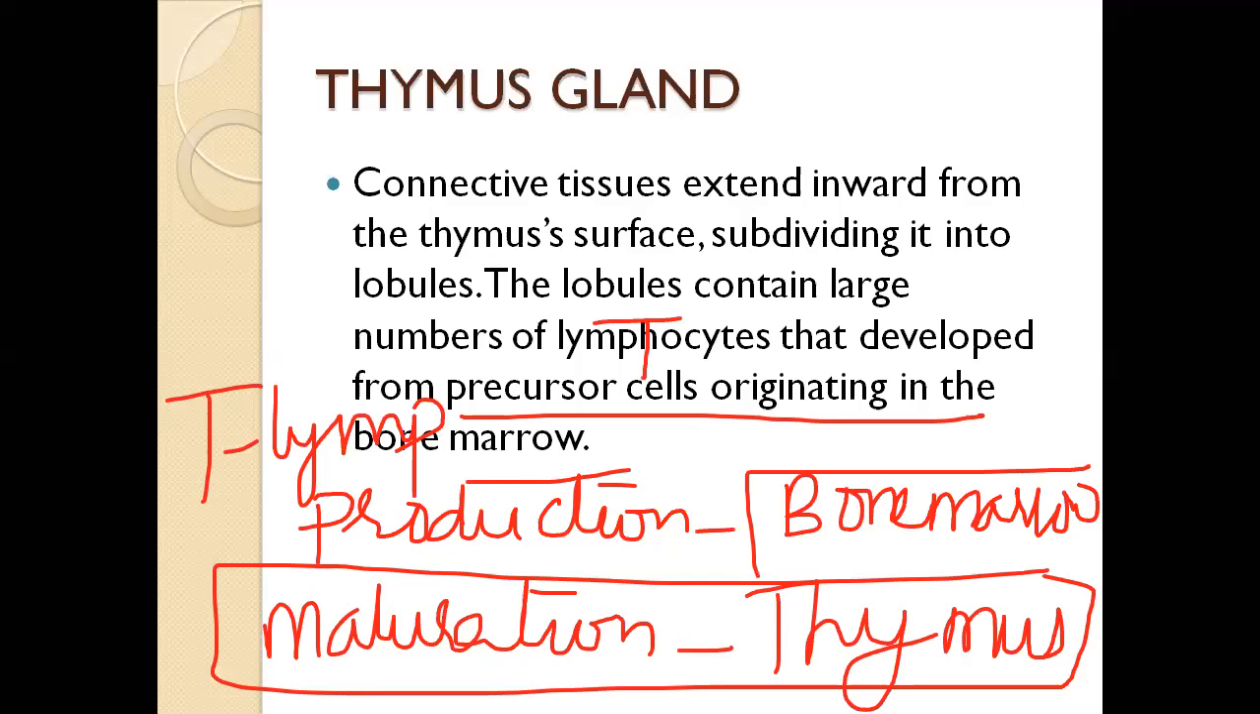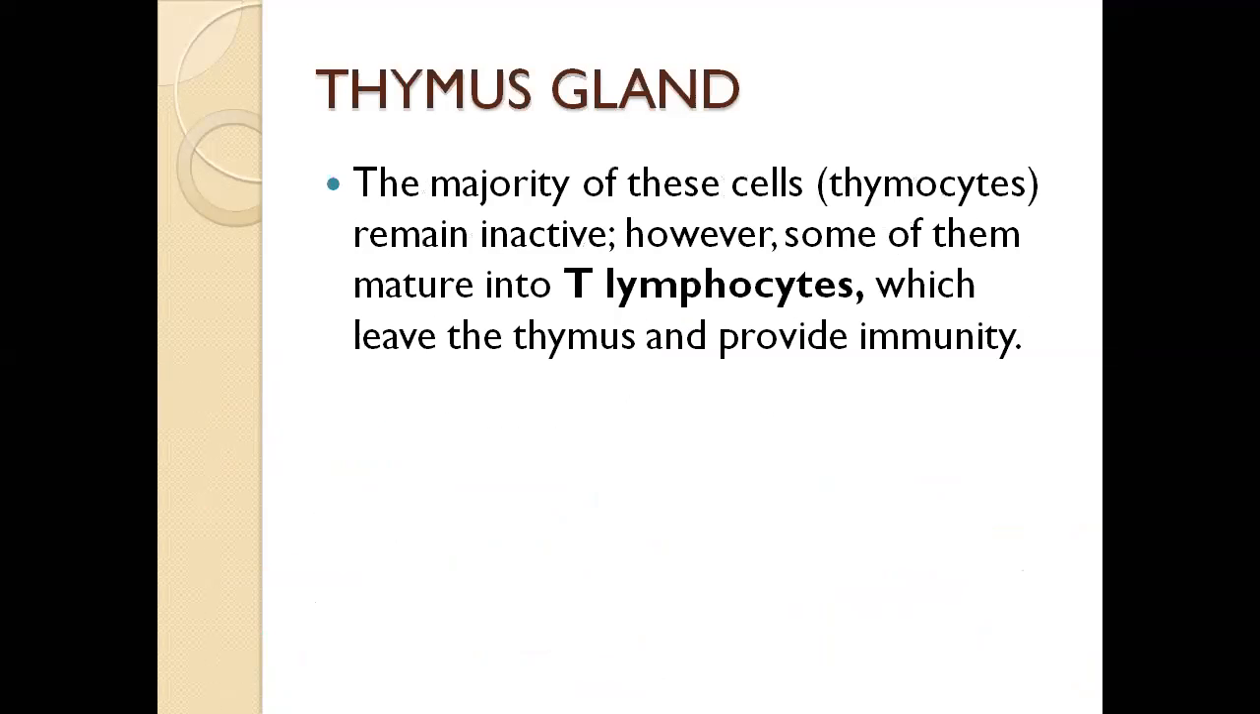But what happens in this particular thymus gland? They are going to mature. Maturation of the T lymphocyte. Based on the maturation only, we give the name for T lymphocytes as thymic lymphocytes. So the majority of lymphocytes present in the thymus are thymocytes, or T lymphocytes, we can say.